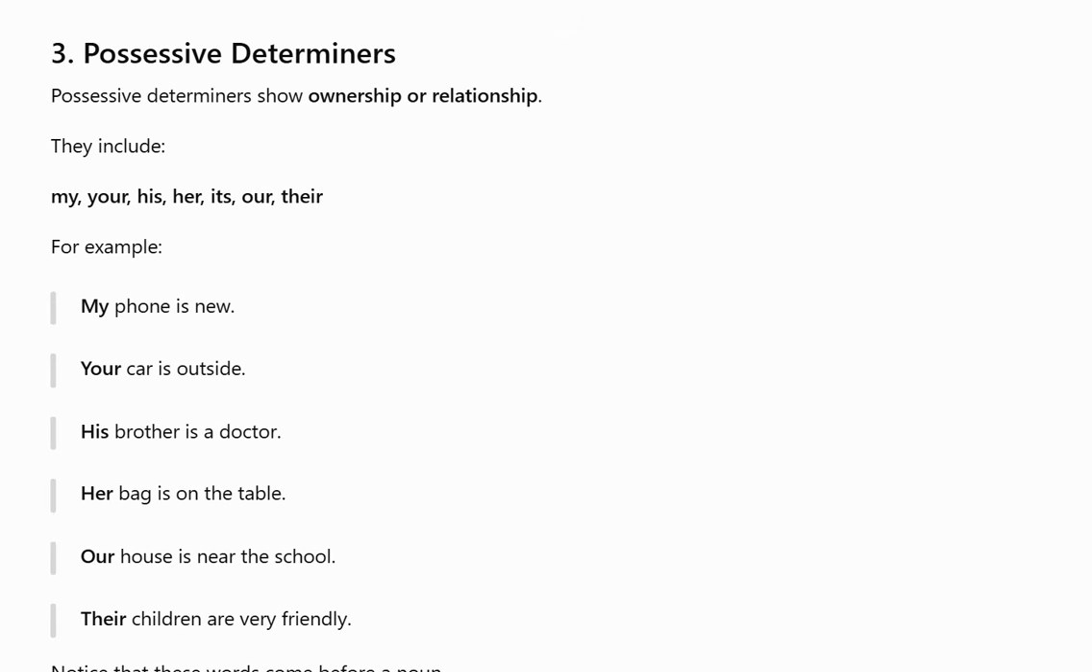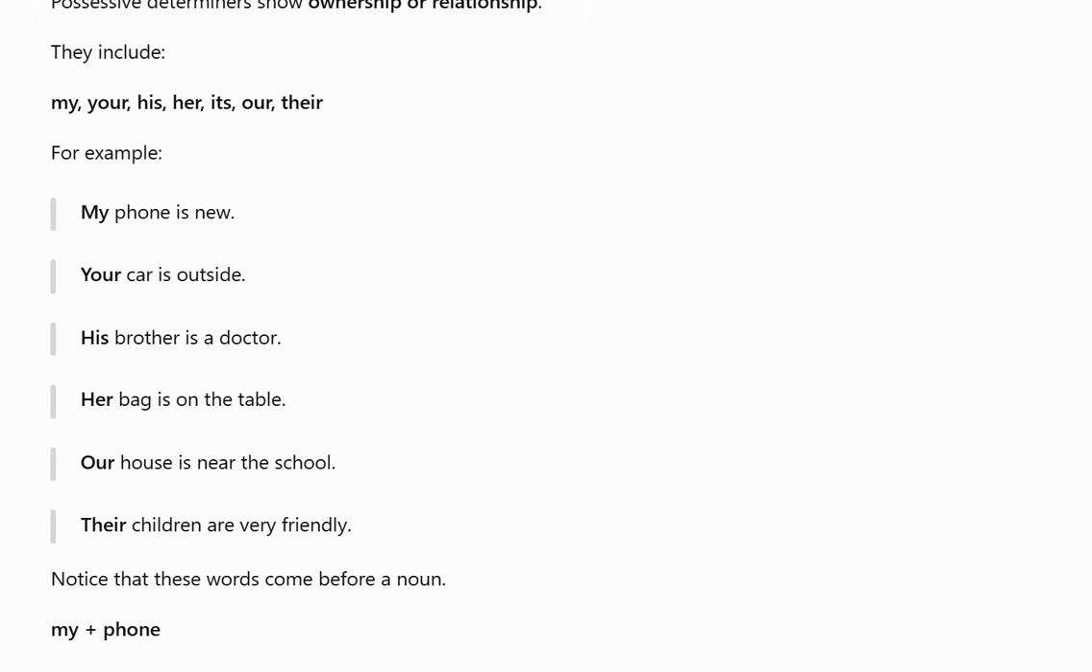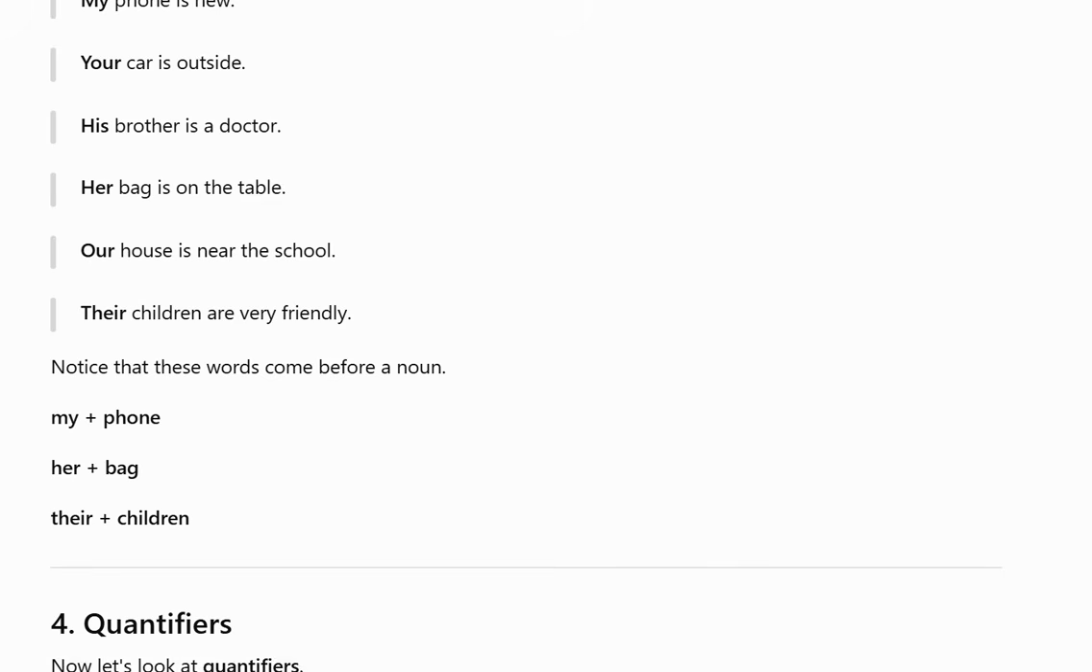Next one is possessive determiners. Possessive determiners show ownership or relationship. They include my, your, his, her, its, our, their. For example, my phone is new. Your car is outside. His brother is a doctor. Her bag is on the table. Our house is near the school. Their children are very friendly. Notice that these words come before a noun. My plus phone, her plus bag, their children.